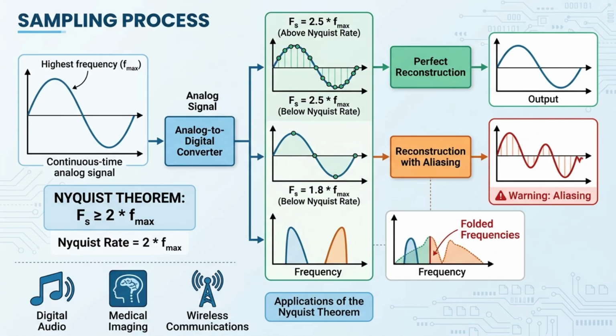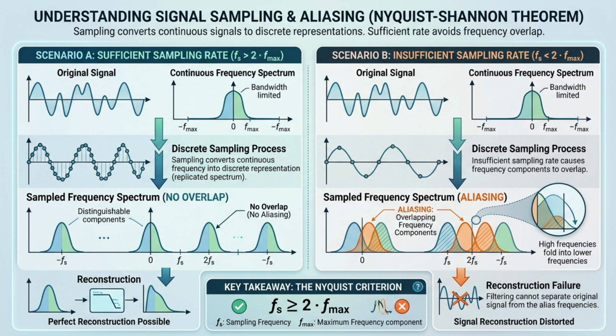The Nyquist theorem states that a continuous time signal can be perfectly reconstructed from its samples if it is sampled at a rate that is at least twice its highest frequency component. This minimum rate is known as the Nyquist rate, and it forms a fundamental rule in digital signal processing and RF systems. This theorem is based on the idea that sampling converts continuous frequency content into discrete frequency representations.